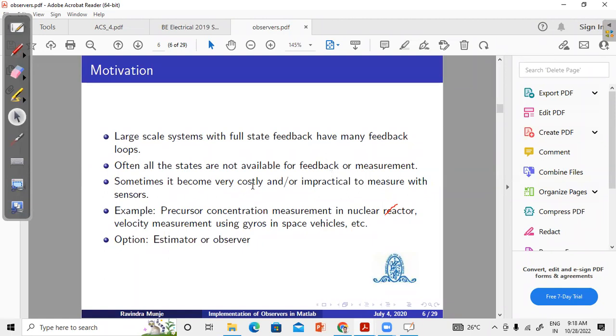In that case, it becomes very costly or impractical to measure that variable by the sensor, like precursor concentration measurement in the nuclear reactor or velocity measurement using gyros in the space vehicle. So we cannot measure them, but we need those variables for the feedback because we are implementing state feedback control. We need them, but we are not able to measure them, right? And for that we go for the estimator.